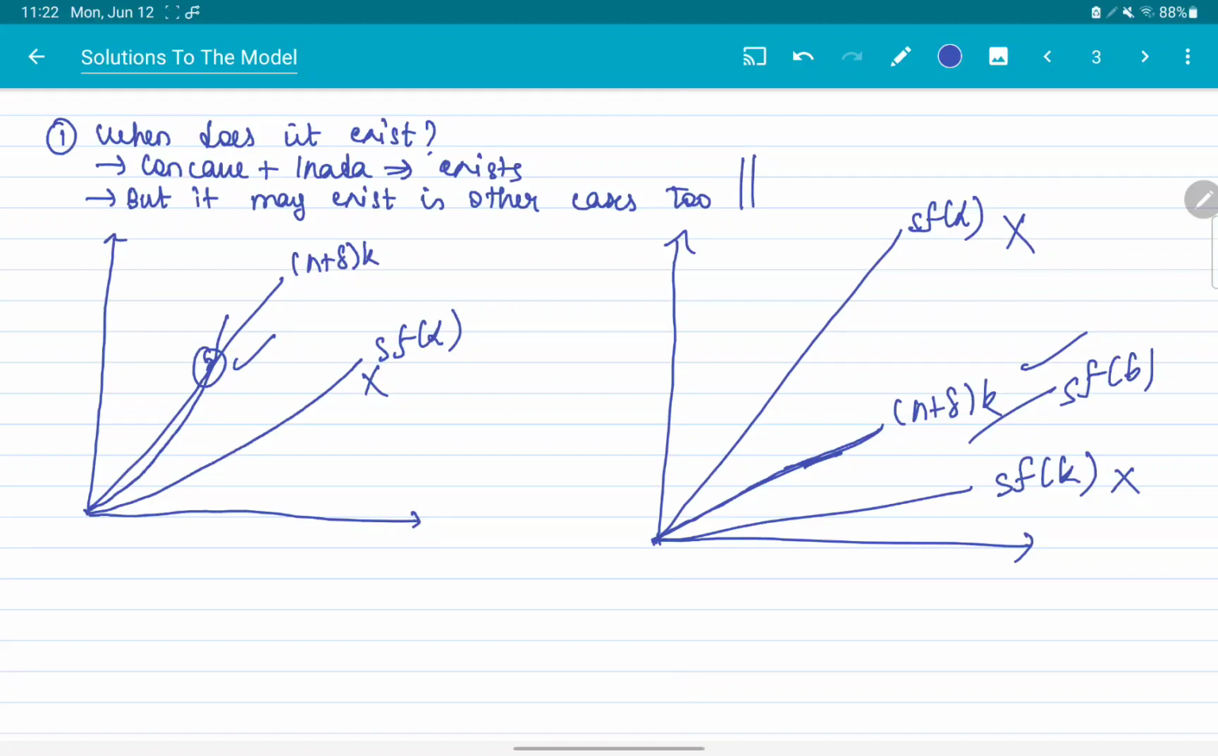This was the first question and this was the answer to this. If it's concave and the Inada conditions are satisfied, there has to be a steady state, which is why we assume those things in the standard Solowian system. But it might exist in other cases as well, in the sense that you have k_SS to solve the equation sf(k) equals (n plus delta)k. So this is existence of the solution to the Solow model in terms of a steady state where small k comes to rest.